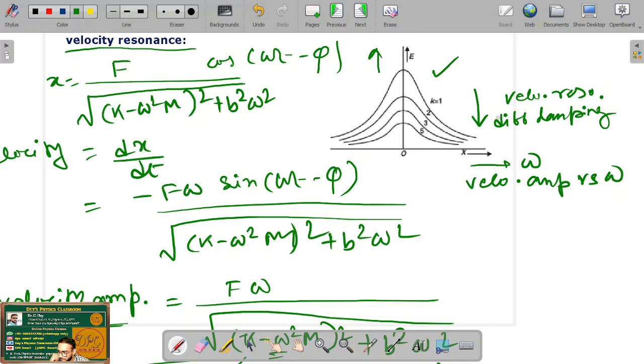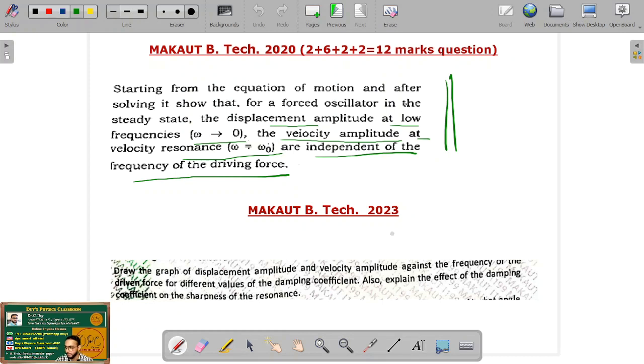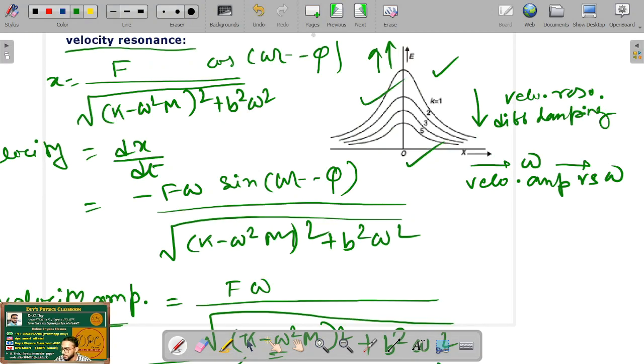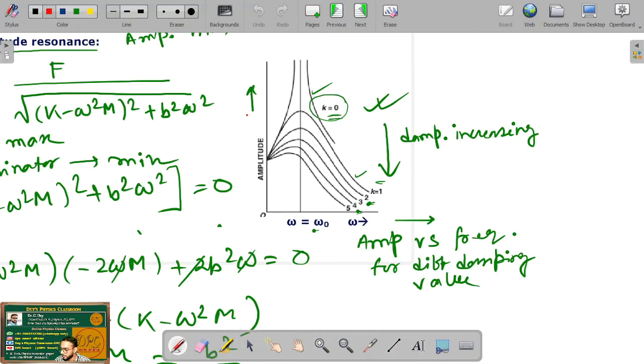For different damping values, this would be the graph for velocity resonance, the velocity amplitude versus frequency graph. This also came in the 2020 MAKAUT BTech physics question paper. This also came as a question in 2023: draw the graph for displacement amplitude and velocity amplitude against frequency of a given force for different values of damping coefficients. So those graphs, this graph and this graph, you have to draw.